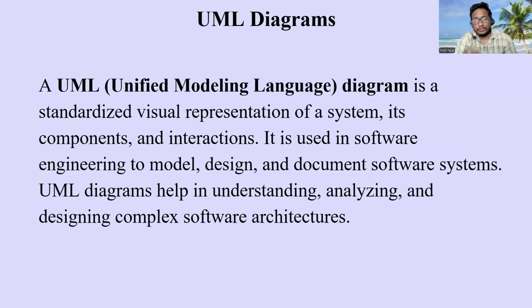UML stands for Unified Modeling Language, and a Unified Modeling Language diagram is a standardized visual representation of the system. So you will be representing the system with the help of visual diagrams, its components and interactions. It is used in software engineering to model, design, and document software systems. UML diagrams help in understanding, analyzing, and designing complex software architecture, right?